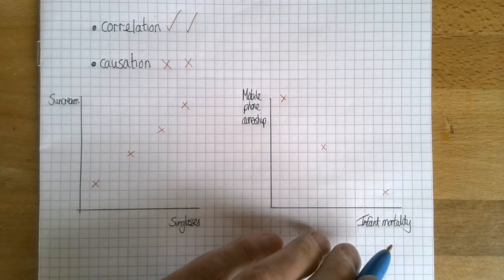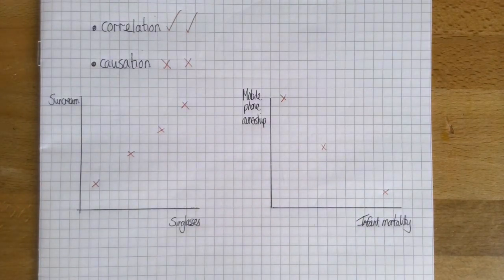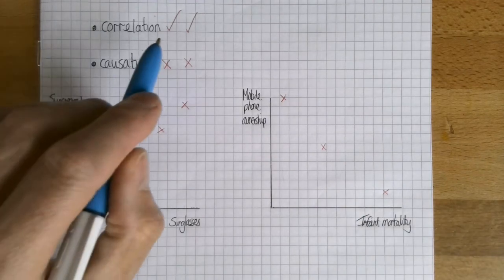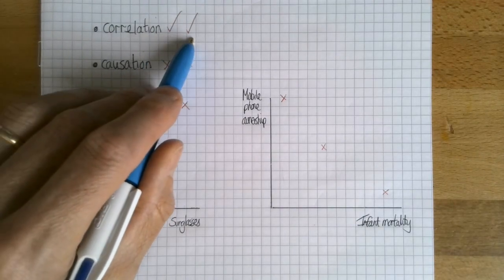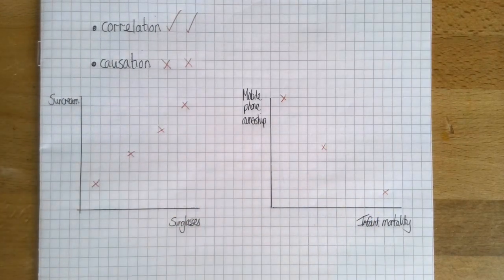I don't think that one is causing the other. I think there's something else involved in this situation, isn't there? And it's almost certainly going to be related to poverty and the way that a country is less developed or more developed. So it's important that we can recognize correlation from a scatter diagram, be it positive or negative, but it's very important that we don't automatically assume that one is causing the other.